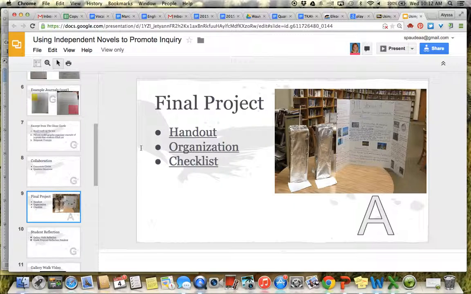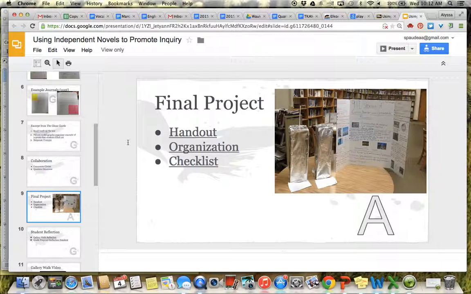Lastly, the students created their final project, and that started out with one researching one of the questions that they found as they were reading their novel. So they had to research, take notes, and create a works cited page. And then they also had to create some final presentation. So there's a handout there that describes the project.